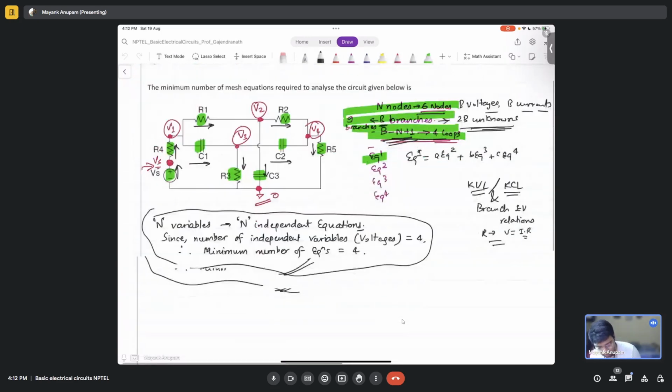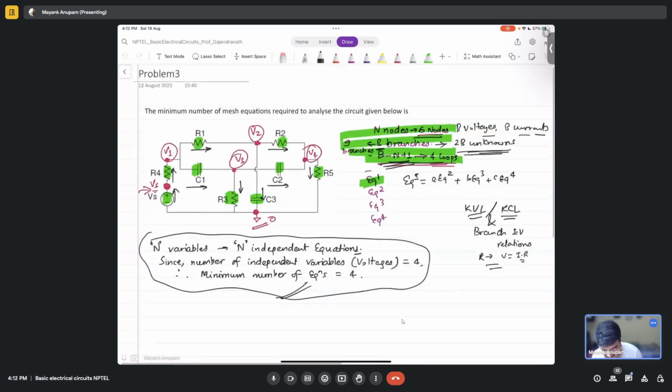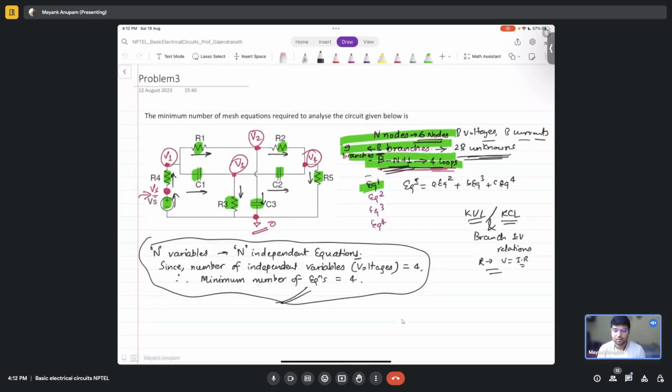Yeah, this question. Those of you who attended last week's Saturday session, this question was: what is the minimum number of mesh equations required to analyze the circuit given below? The circuit is this one. Now, what is the minimum number of mesh equations required to analyze the circuit given below?